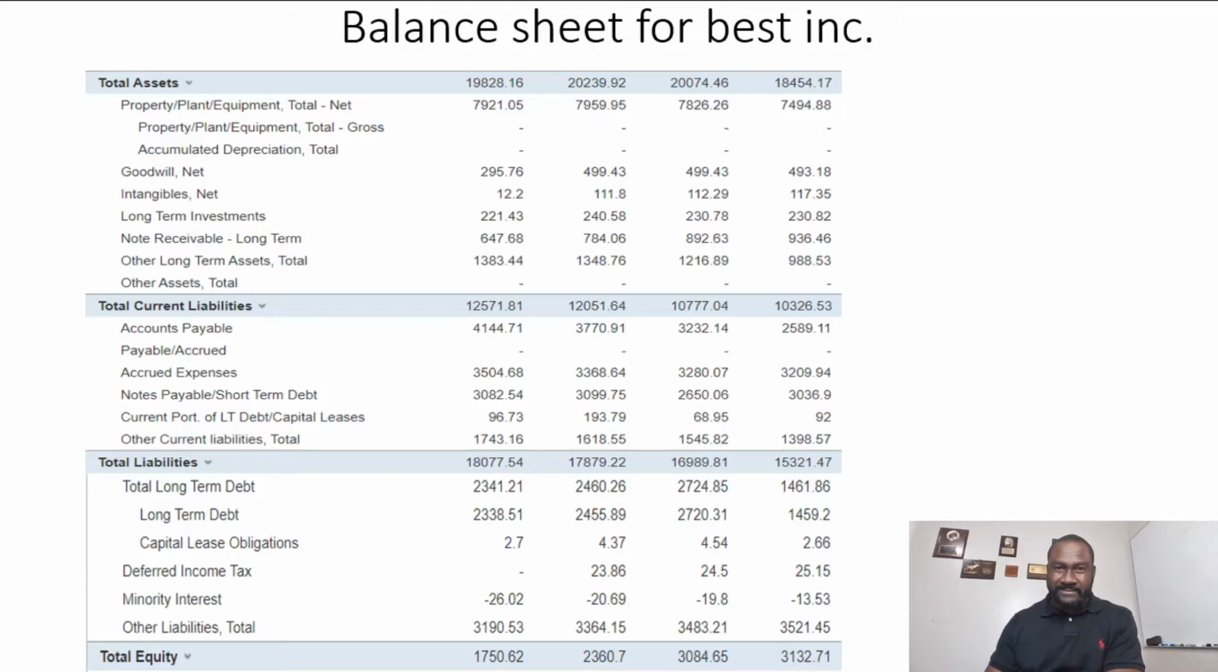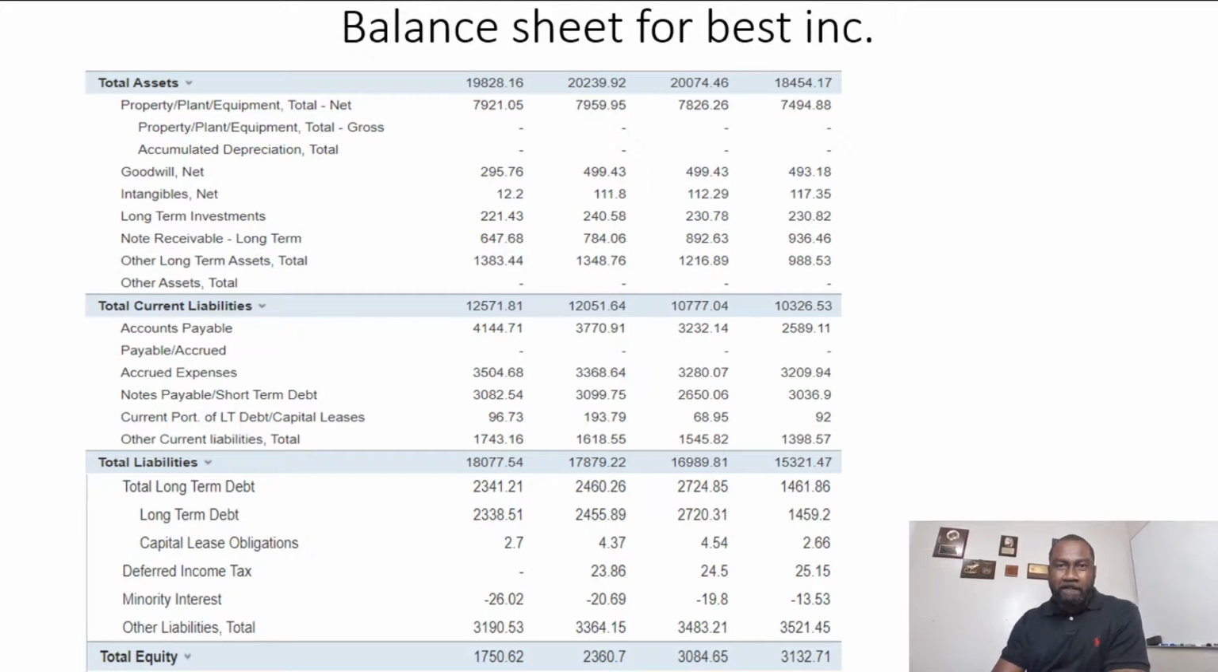So we saw the income statement, income, expenses, and net income last time for a company called Best Inc. It's a Chinese company. Today we're going to look at their balance sheet. What we want to look at is three things as well: what are the assets, what are the liabilities, and what is the equity. So let's go and look at that.